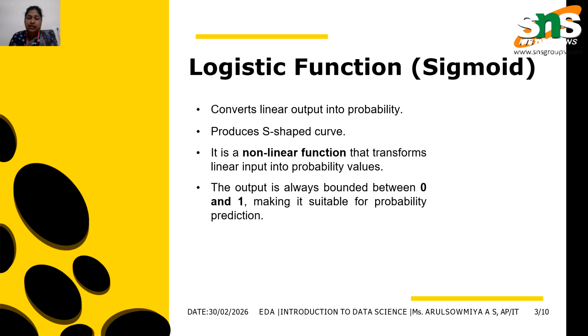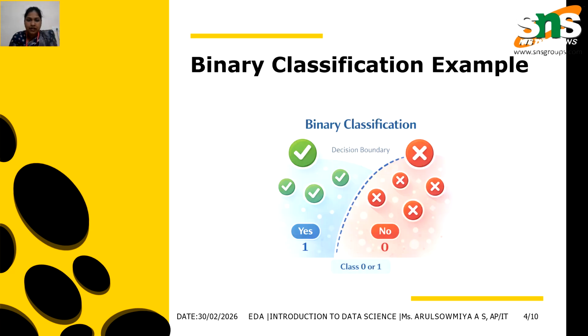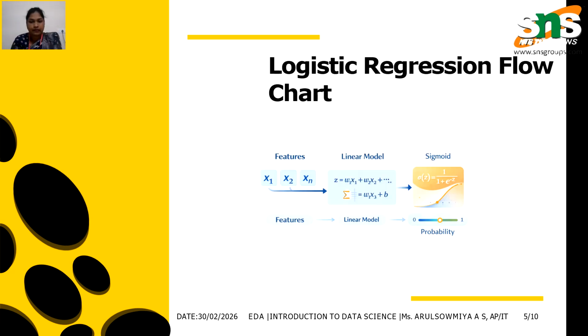So here the logistic function is not a linear function; it converts linear input into probability values. The output is always bounded between 0 and 1, making it suitable for probability predictions. So here is the binary classification example, where we can have a decision boundary, that is class 0 or class 1.